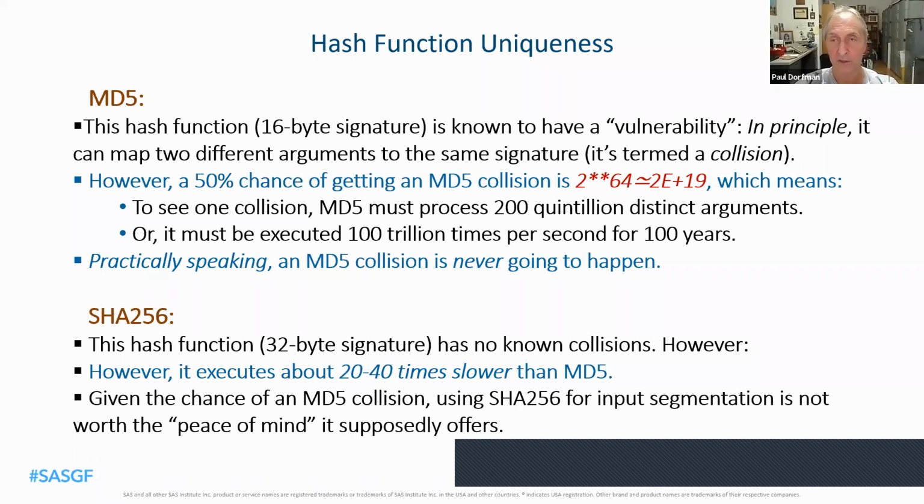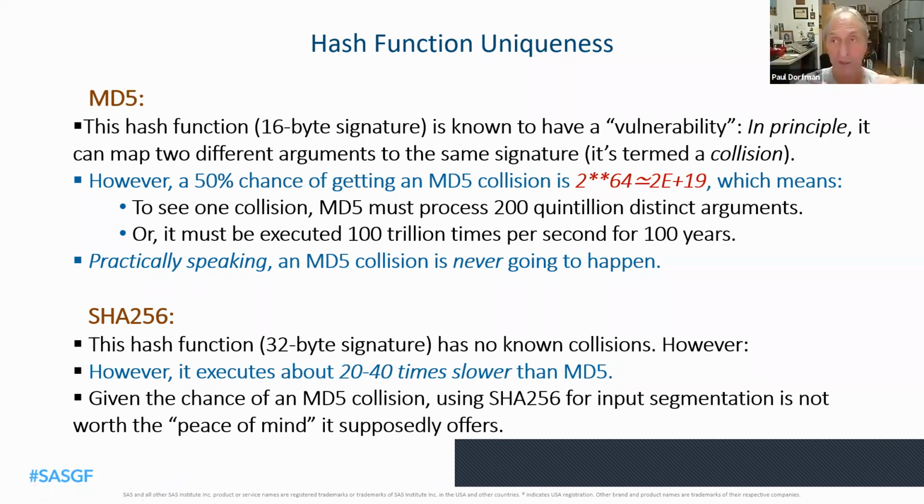But let's take a little sober look at this thing. The 50% chance of getting one MD5 collision is about 2 times 10 to the power of 19, which means to see just one collision, we have to execute MD5 200 quintillion times against 200 quintillion distinct arguments, or execute it 100 trillion times per second for 100 years. So practically speaking, it means that you will never see a collision with the MD5 function ever. Okay? It simply never happens.